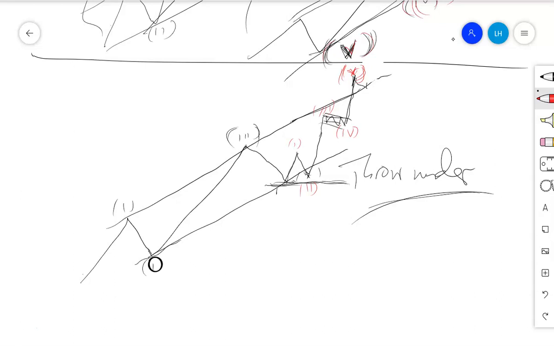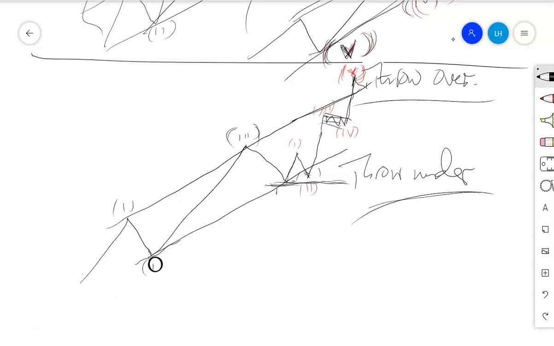Or you can trail the stop as long as the price is moving to the top. It has broken the upper channel, so you can trail your stop, or you can put your take profit right above the channel. So now here is what we call the throw over.